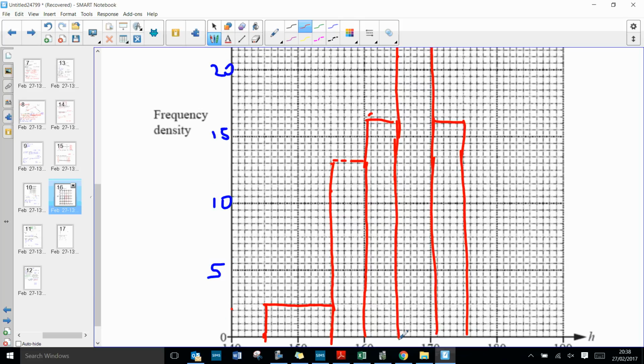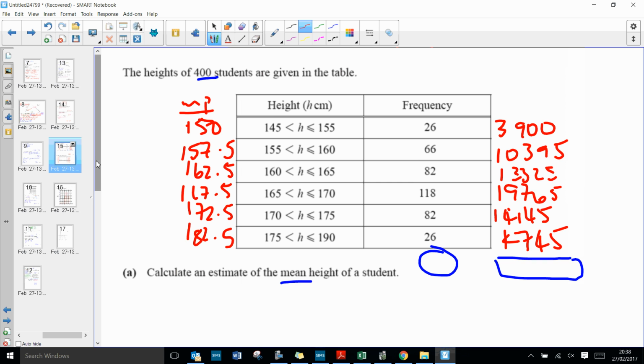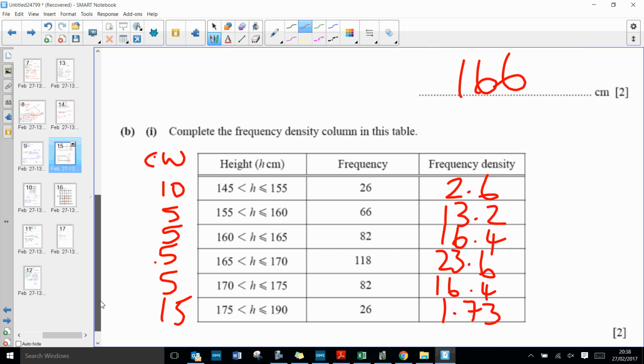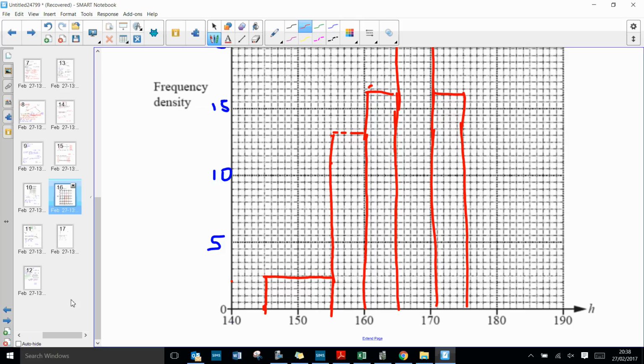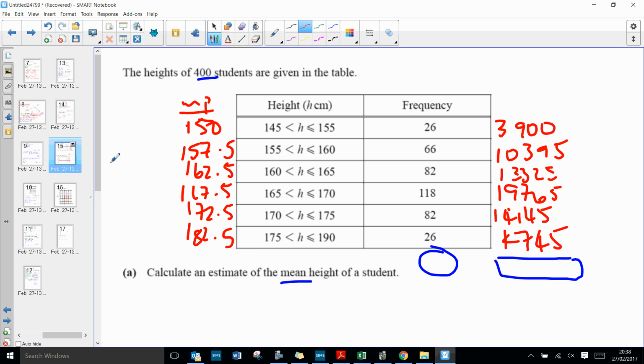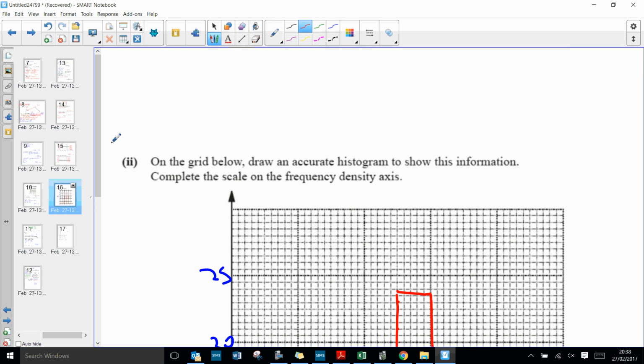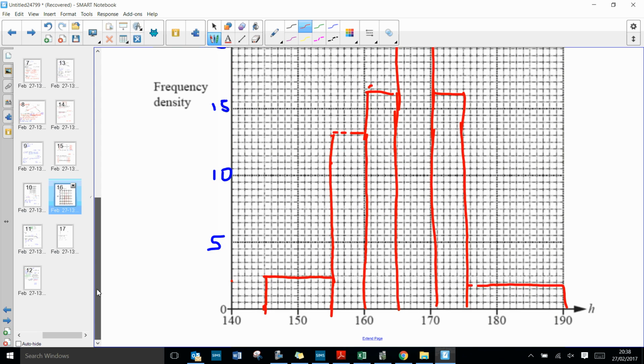Obviously you are using a ruler for this, I am not. 1.73. 1.73 is about there, and that was 175 to 190. I think it was 190. Yep. Okay, so your histogram should look something like that.